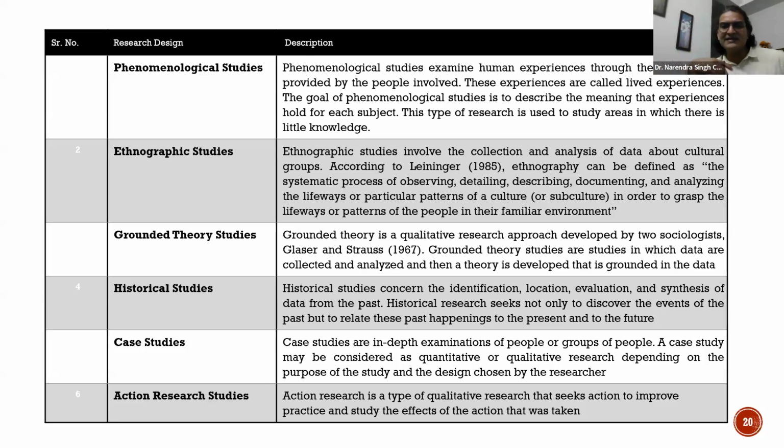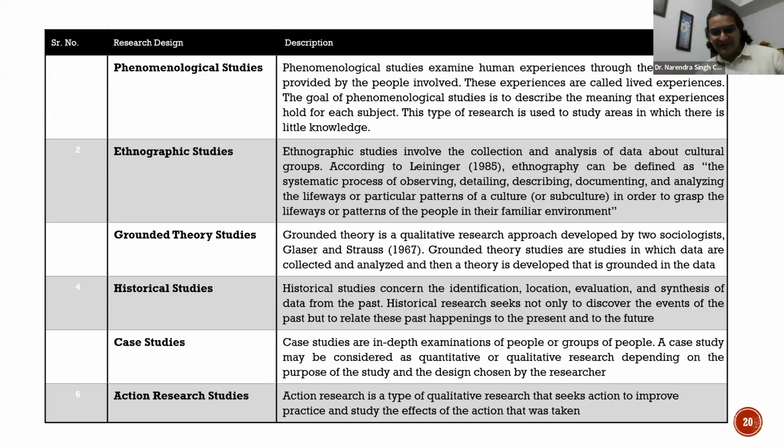Grounded theory, you can say, was largely developed by two sociologists, Glaser and Strauss, in 1967. These are studies in which data are collected, analyzed, and then theory is developed that is grounded in the data. So largely, whatever theories you can see today have been developed with the help of grounded theory studies.